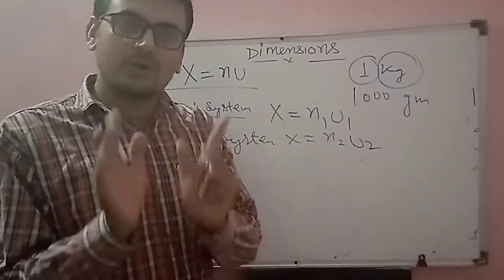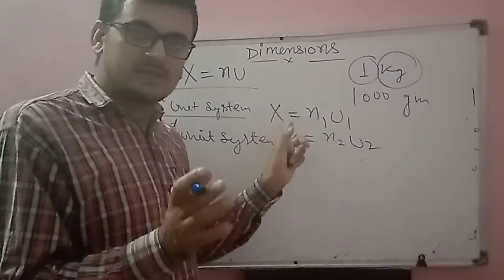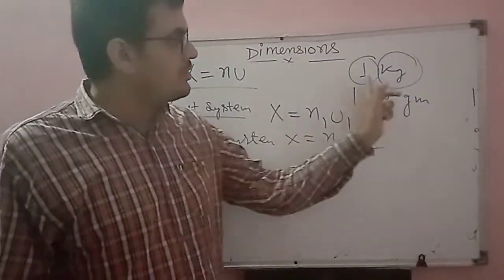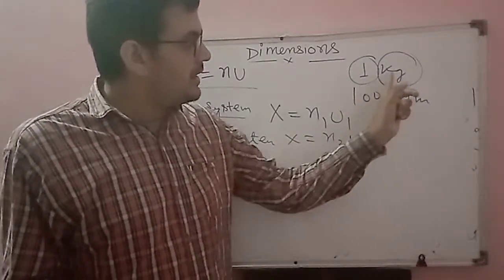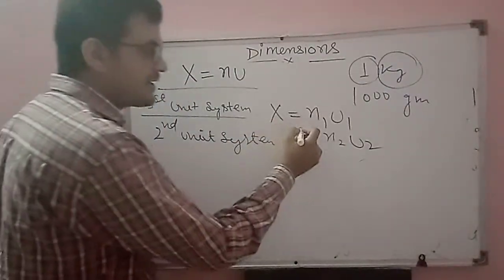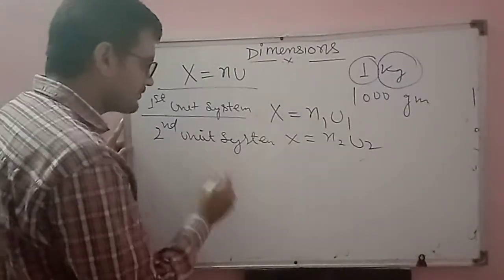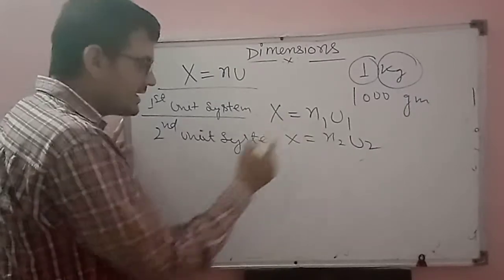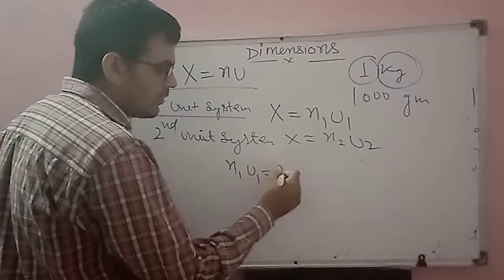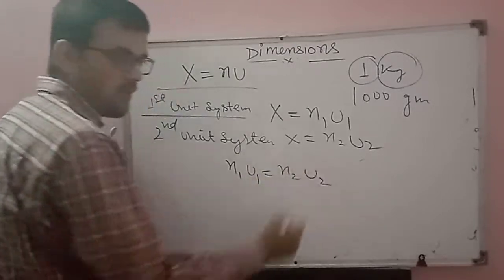This quantity is sugar. In both cases the quantity is the same, but the numerical value and unit are different in both cases. It means if the quantity is the same, then n1 u1 equals n2 u2.